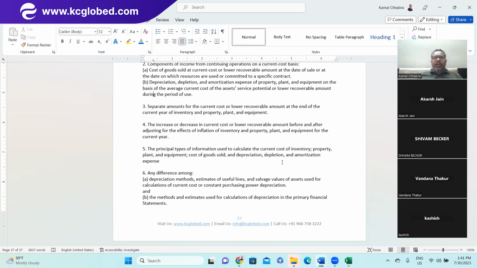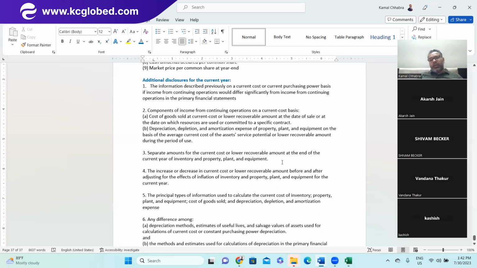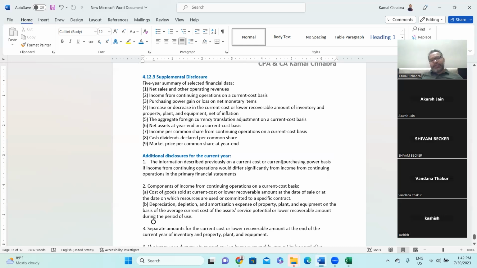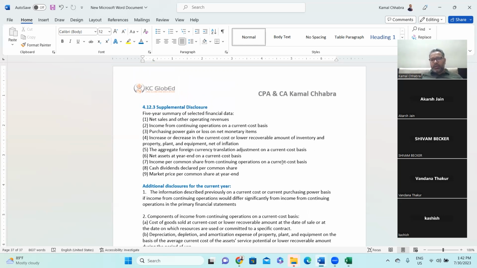Or if you are taking the current value method, so what is the basis of the assets, liability, income and expenses which you have considered, you need to disclose. And any difference on account of depreciation method, useful life of the assets, salvage value of the assets, that you need to disclose separately. Or any difference among the method and estimate used in calculation of depreciation, that you need to disclose separately. Right, so these are additional disclosure for current year only, and these are disclosure if you are using it for the last 5 years. Right, any doubt on the disclosure part?